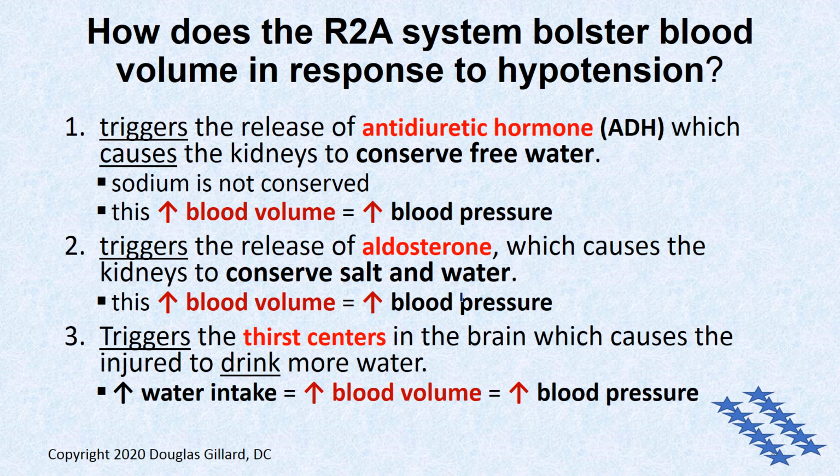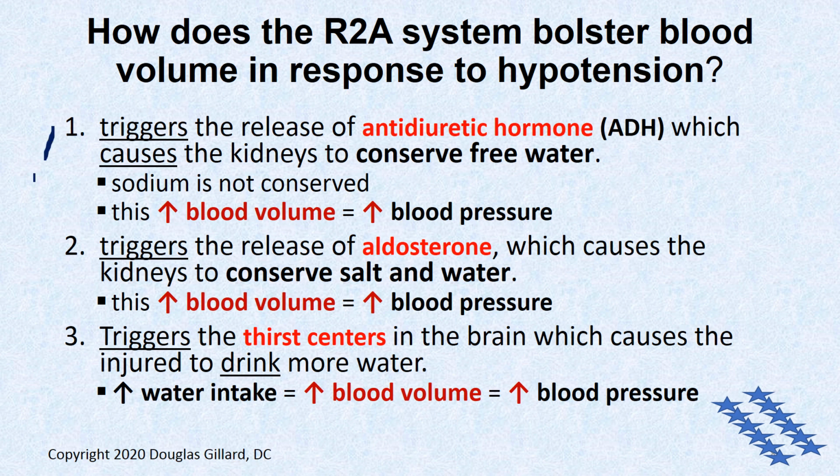How does the R2A system bolster blood volume in response to hypotension? Well, I kind of mentioned it, but let's make it official. It triggers the release of ADH, right? We know ADH already. It causes the principal cells of the kidney to conserve free water. Weird though, this is one instance where sodium doesn't go first, because remember, water usually follows sodium around like a puppy dog. But in this case, no, it's conservation of free water without sodium.